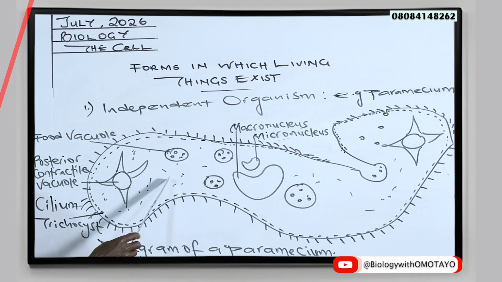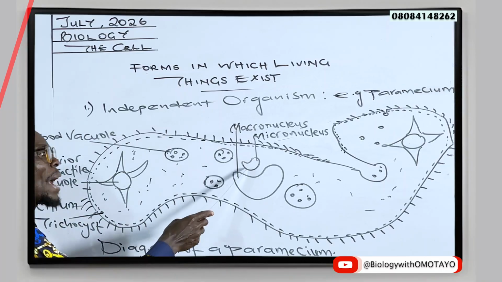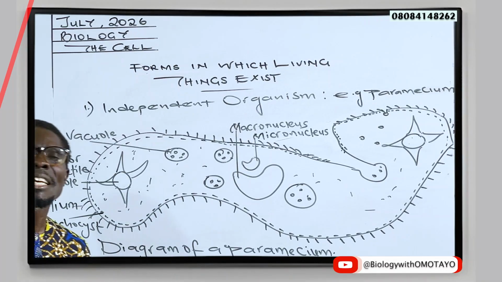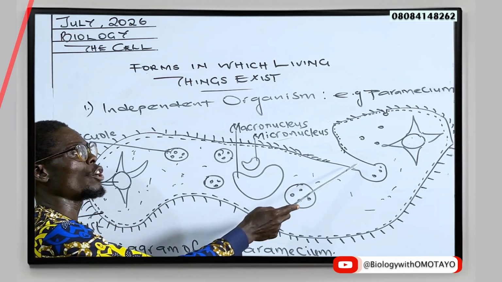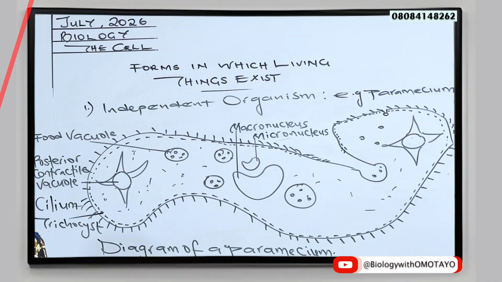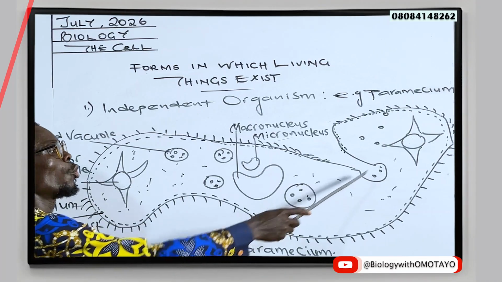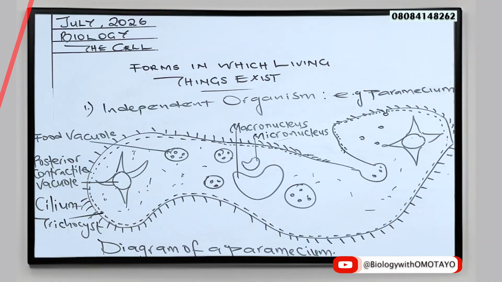You have the dense cytoplasm as well here. And then uniquely, an organism with two nuclei. We have the macronucleus that controls all activities that have to do with the cell, while the micronucleus here controls activities that have to do with reproduction in particular. And then you have the oral groove, a passage just like the gullet in man, through which food passes down to the food vacuole where it is collected, after which it is taken in to serve the organism.